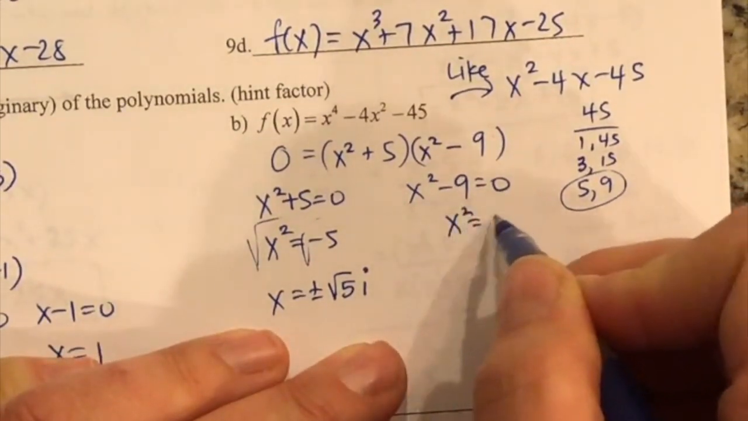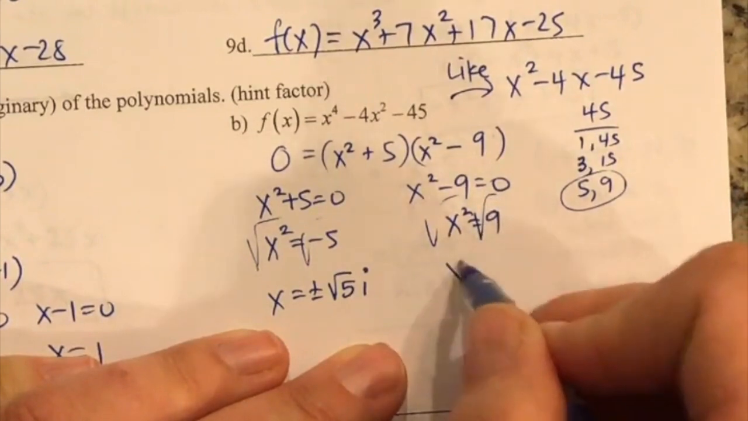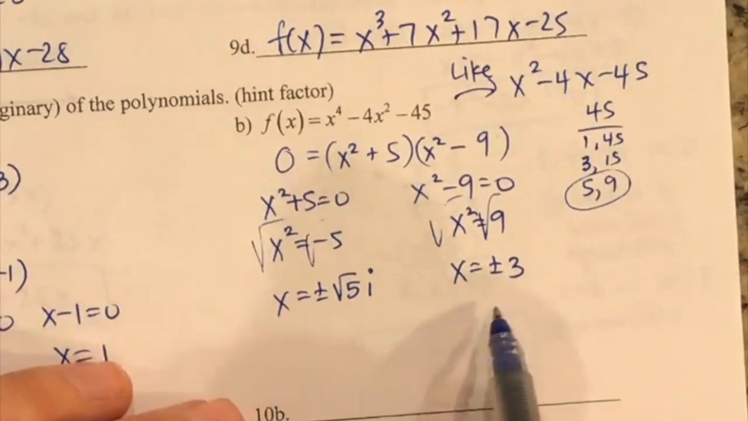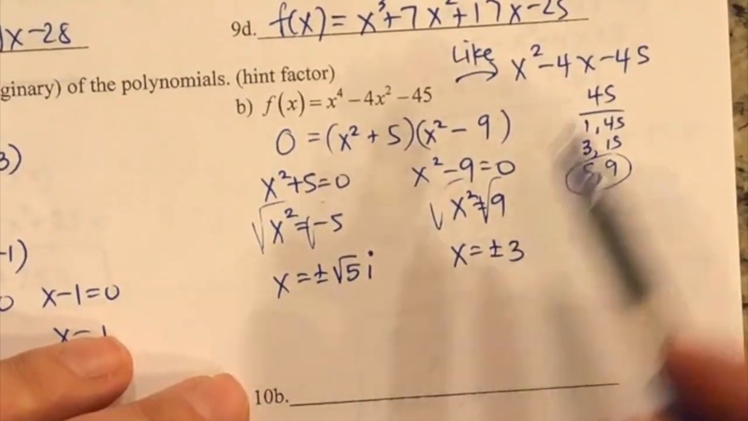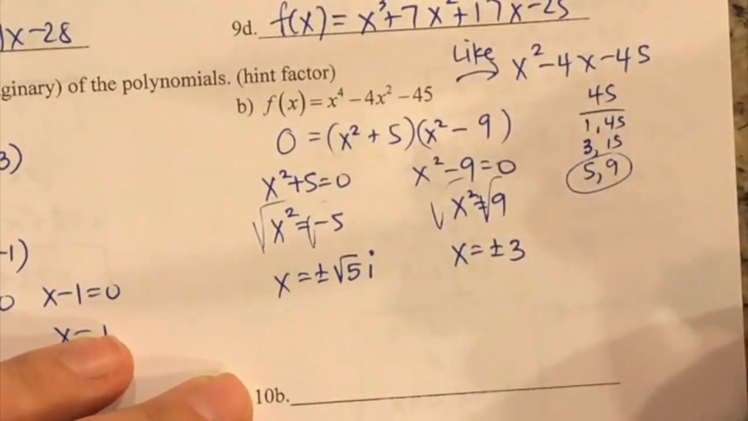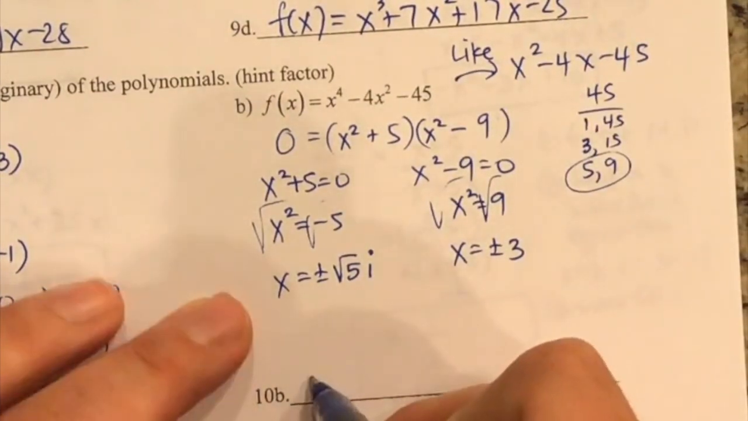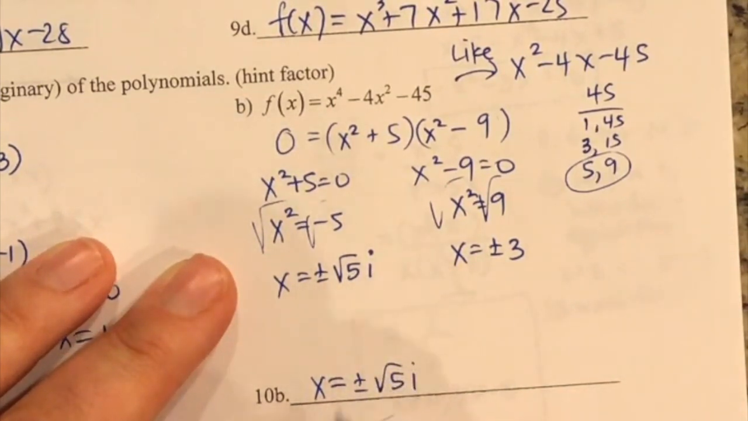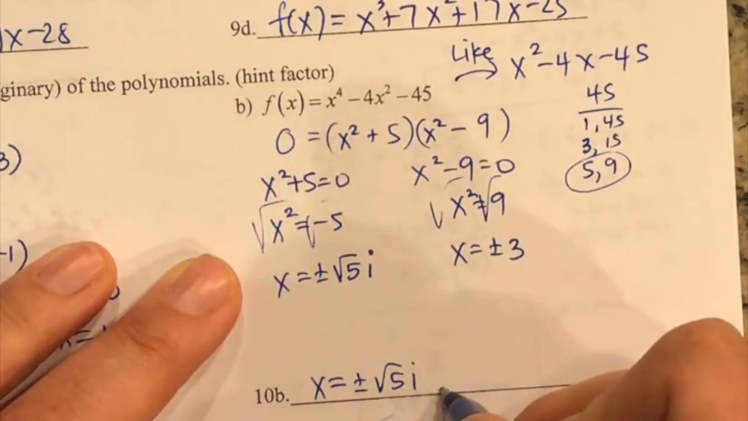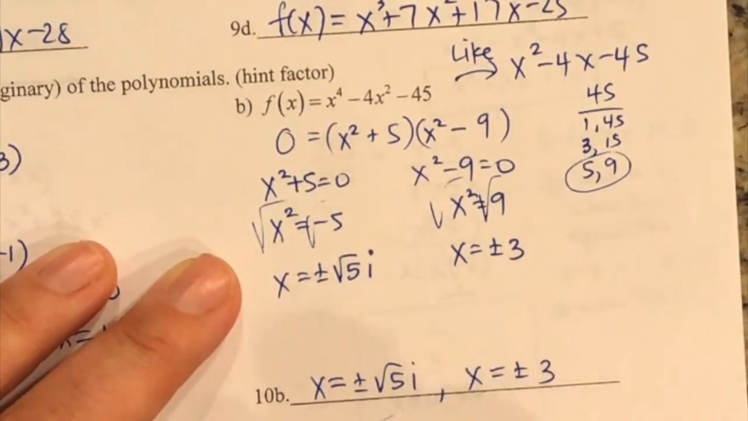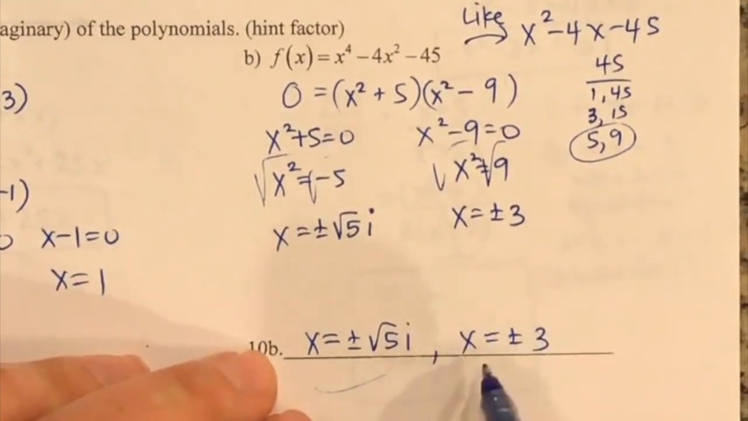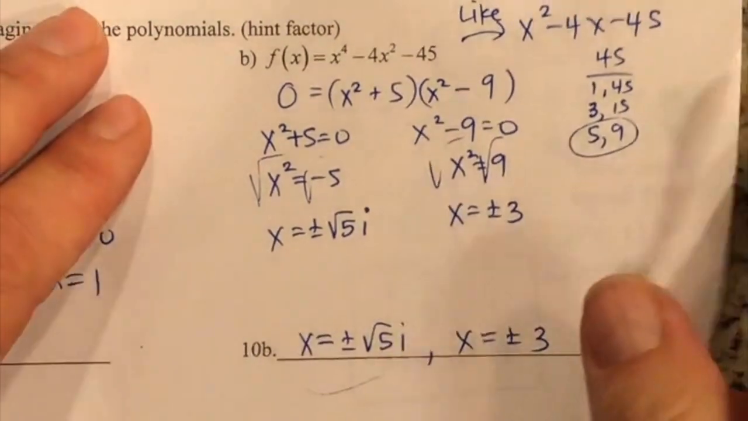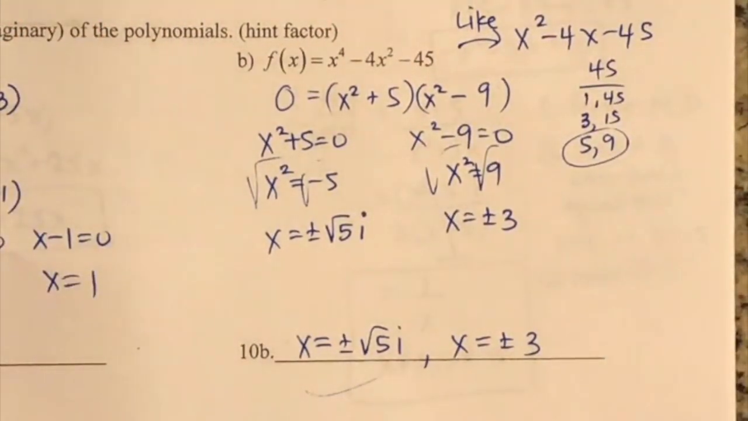Over here I'm going to get x squared equals 9, take the square root of both sides, and I get x equals plus or minus 3. How many answers did I just get right there? I got 1, 2, 3, 4, and I expected 4 because this was to the 4th. So I'm happy with all of those. So x is equal to plus or minus √5i. These are two imaginary solutions, and x equals plus or minus 3 are two real solutions. So if I were to graph this, these would cross the x-axis, and those would not. Okay, that's the end of page 5. Whew.